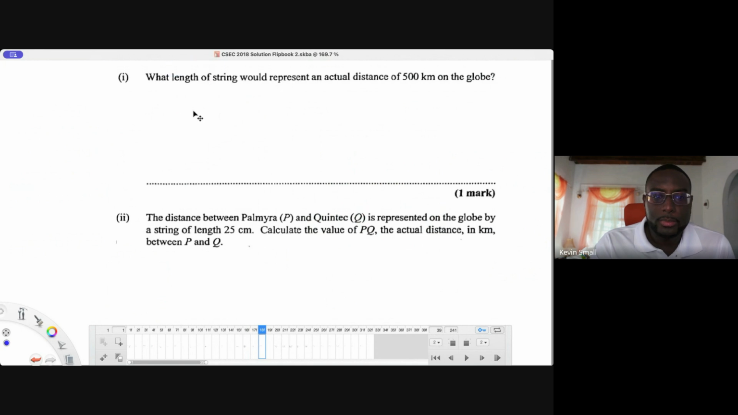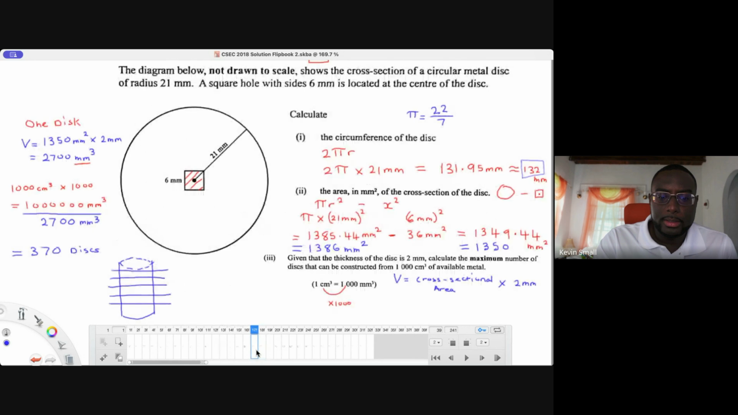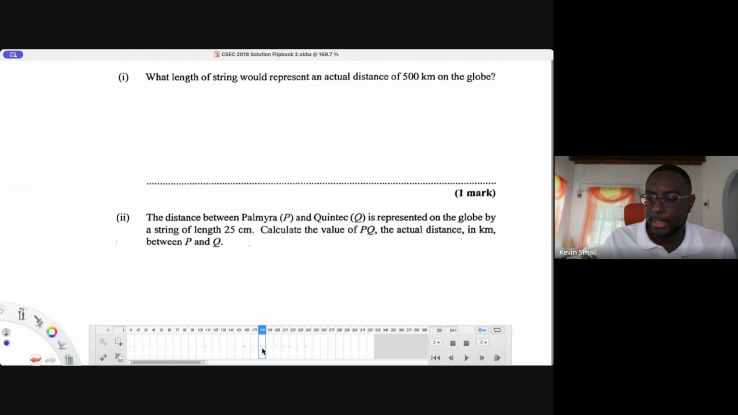So, what length of string would represent an actual distance of... I think I'm probably missing a part of it. Let's see if I'm missing. I'm thinking I'm probably missing a part of this question. Let me pull up the actual paper and see.